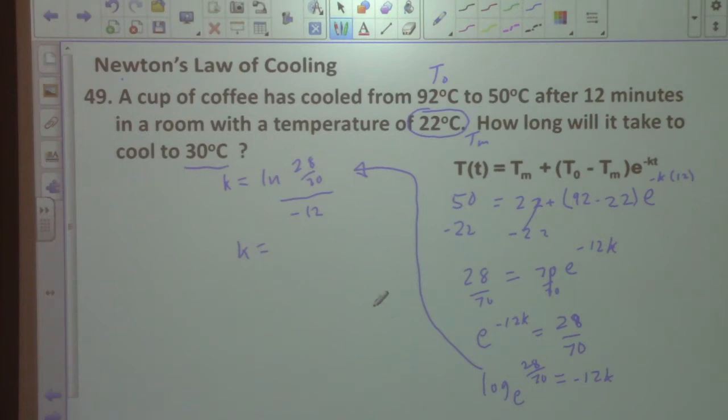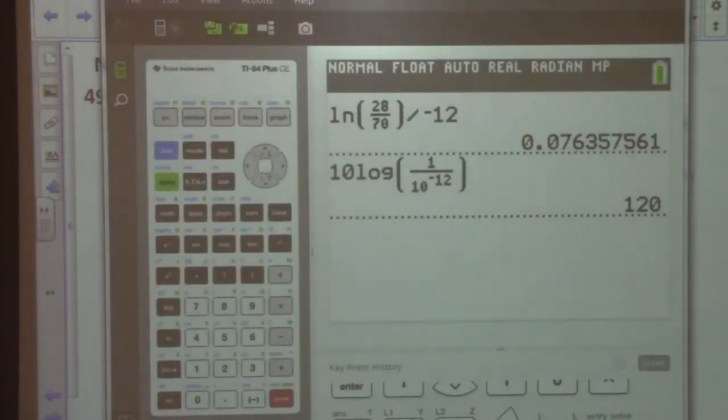All right, so let's find out what that is. And I might have done this from 5th period, I'm not sure. Okay, here it is from 5th period. You see that? So k is 0.07636, something like that.